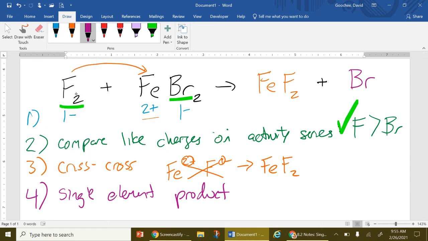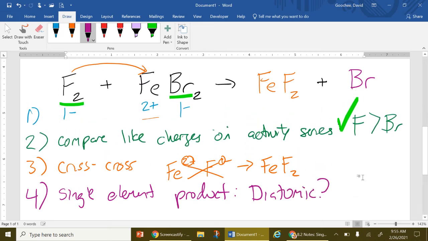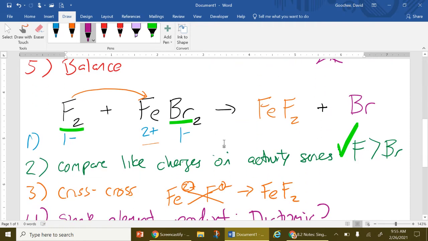Now, one second. We got to ask ourselves, is bromine diatomic? All right, let's take a look here. Remember the diatomic elements: bromine. Oh, there it is. Yeah, bromine is diatomic. So we got to make sure that we put Br2 there, okay? Not because it's Br2 over here, but because bromine is diatomic, okay?